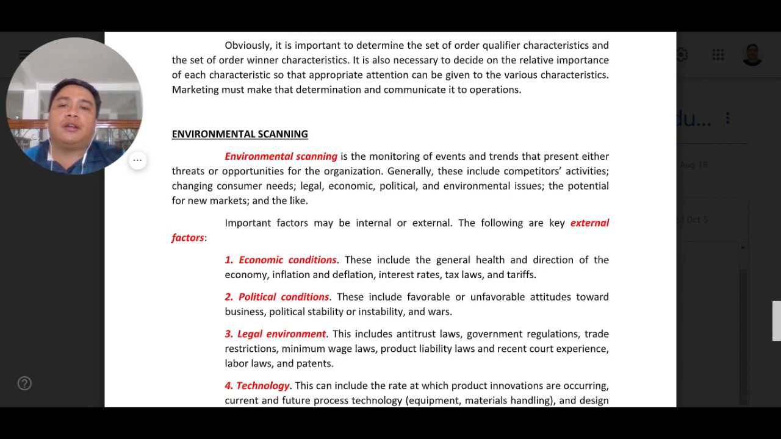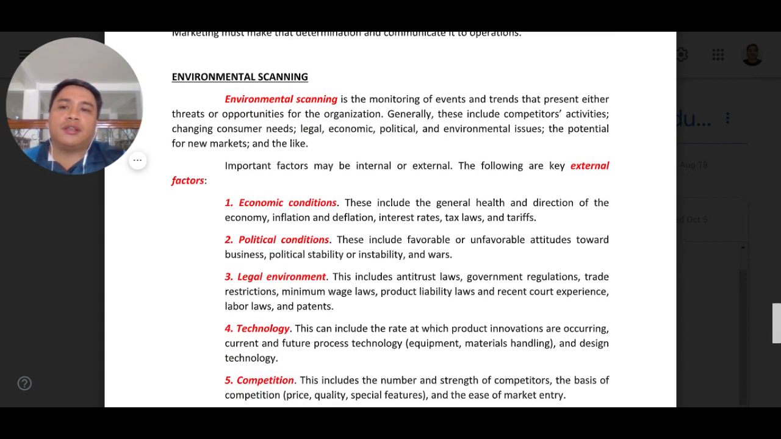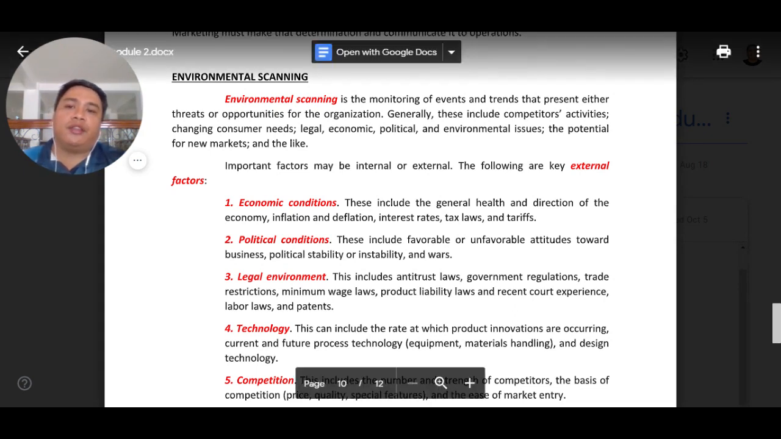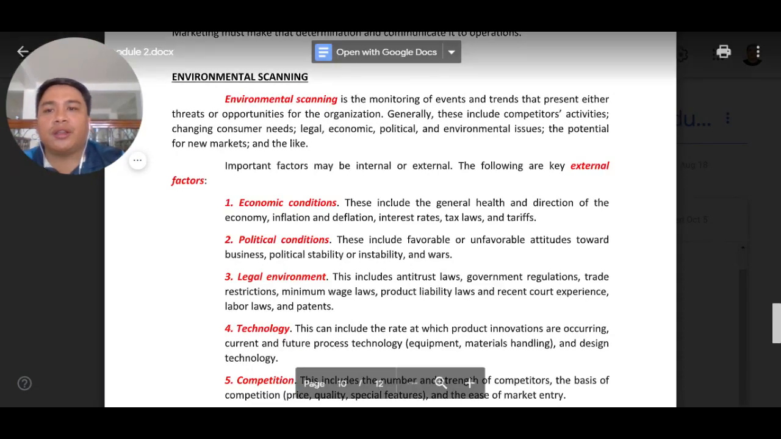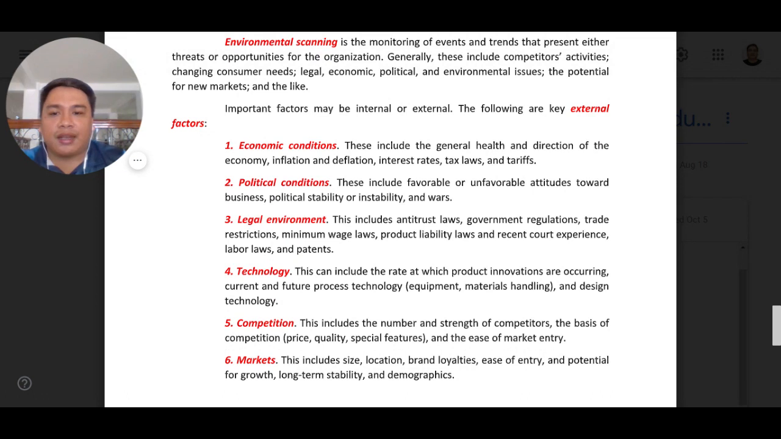Now, another strategic formulation characteristic that can be helpful to the organization is environmental scanning. I discussed this with you earlier in the SWOT analysis, what we call environmental scanning. This is what we call PESTEL. Political, economic, legal, technological aspect, which also includes competition and market.